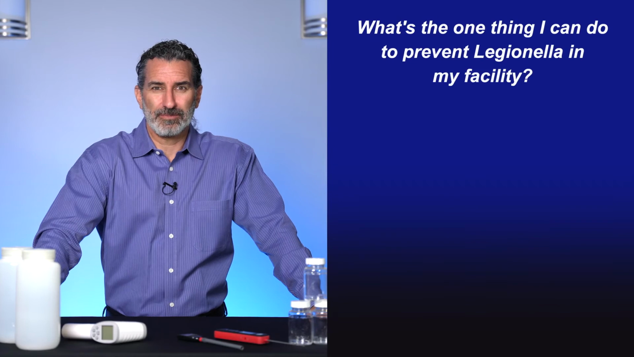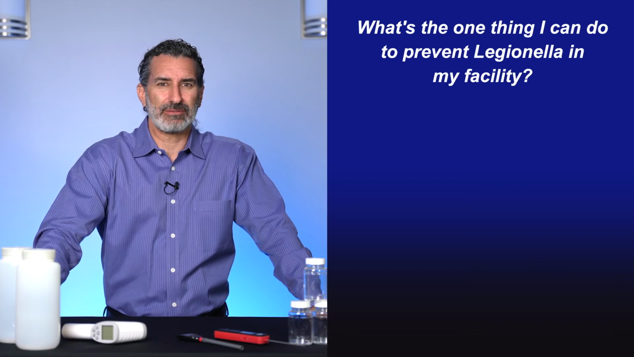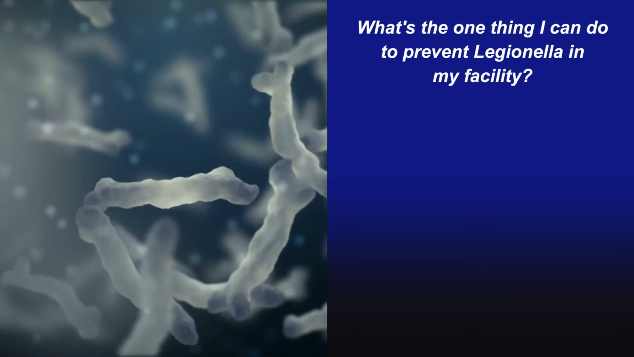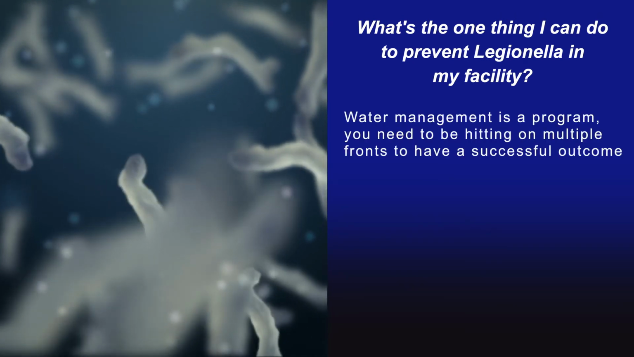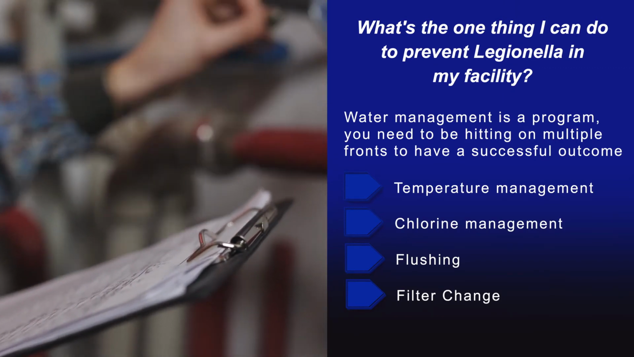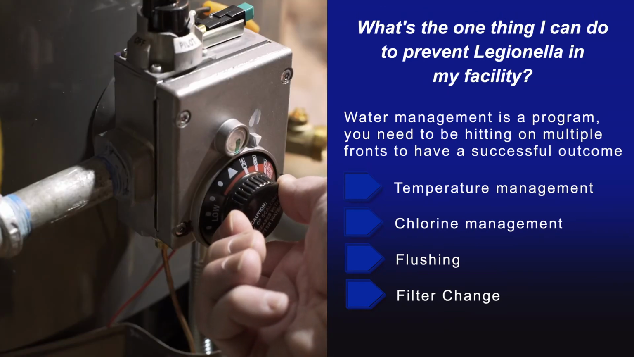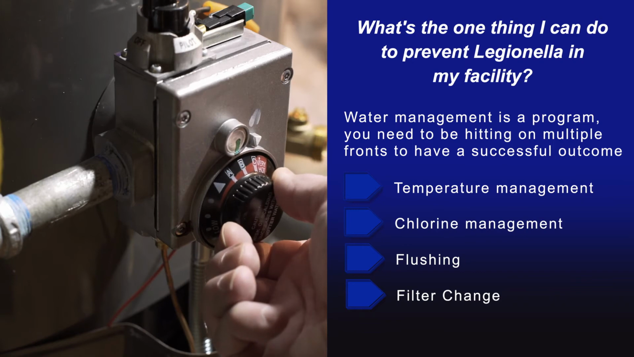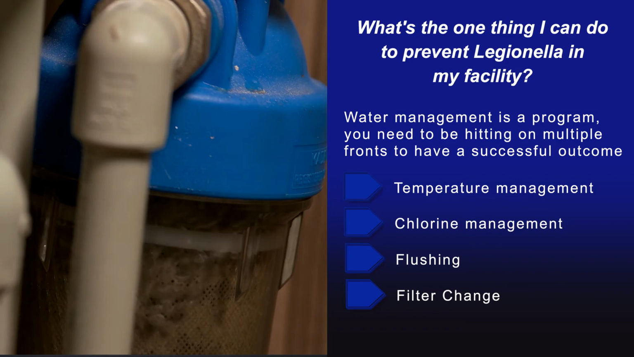So as an industrial hygienist, working with thousands of clients around the globe, I'm often asked the question, what's the one thing I can do to prevent Legionella in my facility? And I would generally respond by saying, the one thing you can do is to forget that there is one thing you can do. Water management is a program. You need to be hitting on multiple fronts to have a successful outcome. To control Legionella disease bacteria in your building, you need temperature management, chlorine management, flushing, filter change, etc. All those things together will serve to help protect your population.